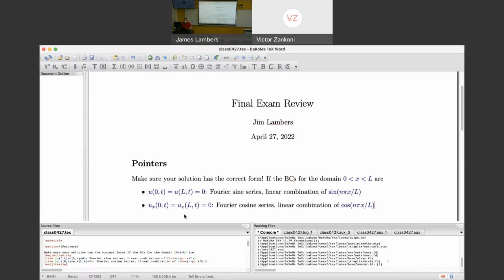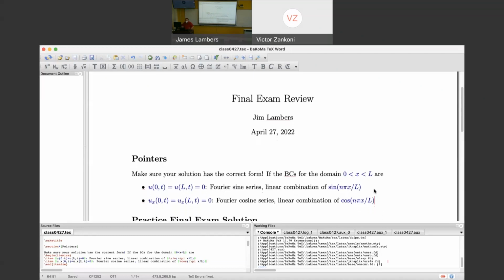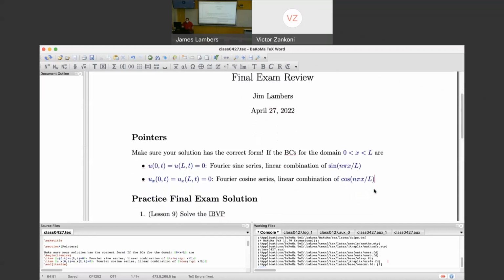So for problems solving a heat equation or wave equation on a finite interval, like 0 to L, the first thing you do is check the boundary conditions and make sure your solution is the right form. Don't needlessly toss away points by going with the wrong form. So look closely at the boundary conditions and proceed accordingly.